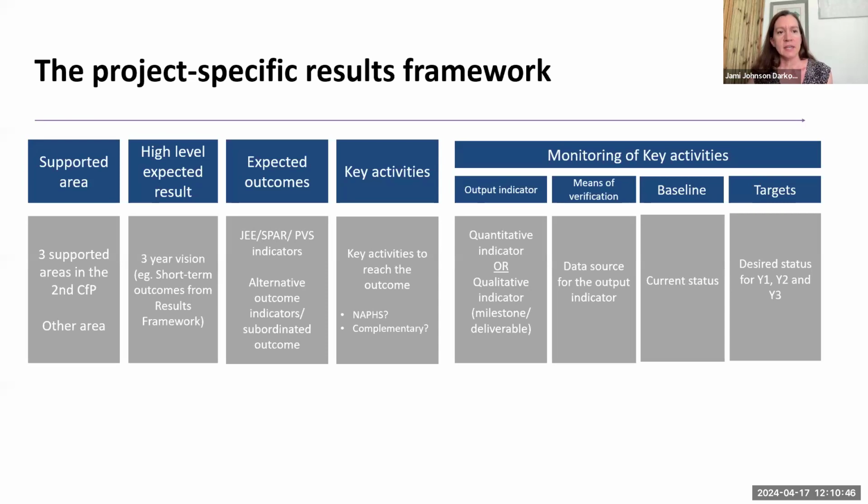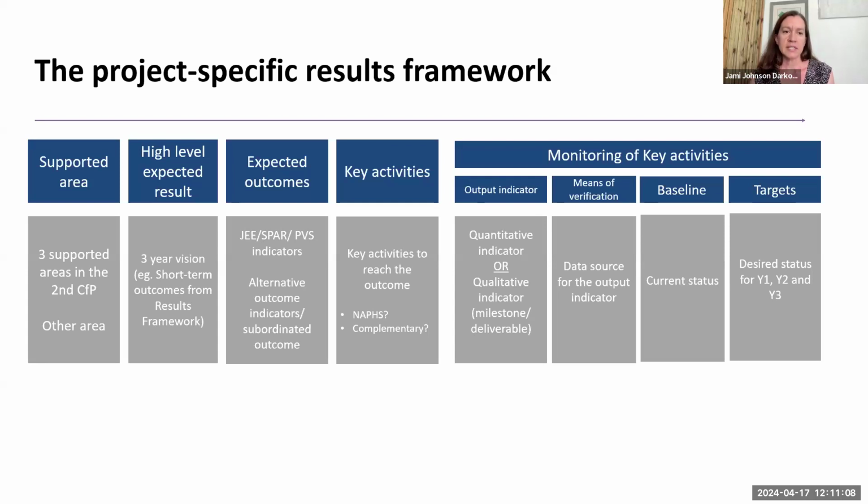The next is completing the high-level expected result. And this is sort of the 3-year vision, basically an objective related to that particular support area. And this is roughly equivalent to the short-term outcomes that are outlined in the Pandemic Fund results framework, or is at a similar level when you're articulating that particular expected result.